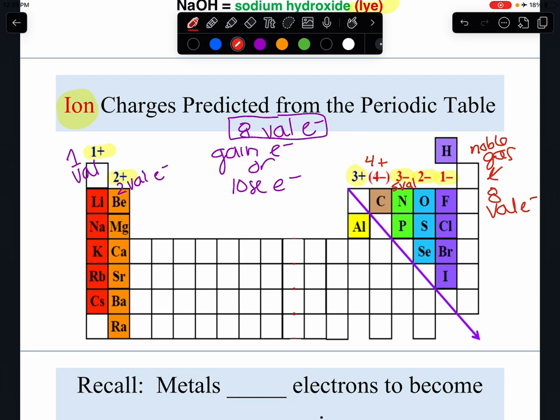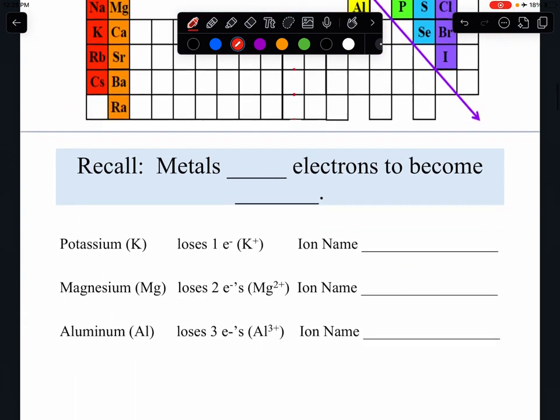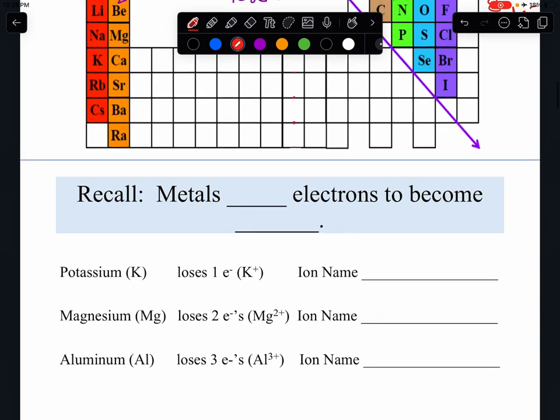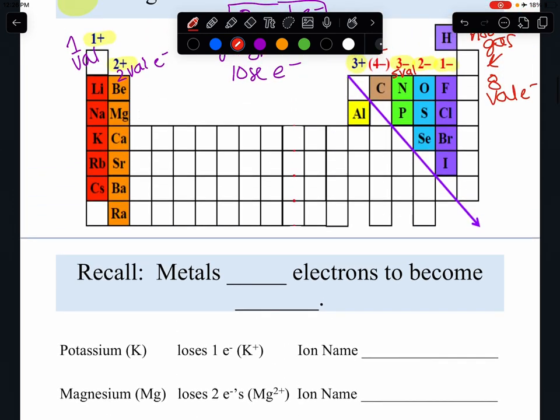Okay? So you're going to use these charges a lot. Now, when I told you that atoms can gain or lose, metals, which we know are more on the left side of the periodic table, so this middle section and this left-hand side, those are metals, and what they do is they always lose their electrons because they only have 1 or 2 or 3. So it's easier to lose that than to gain to get to the octet. When they lose electrons, they become a cation. And a cation has a positive charge.